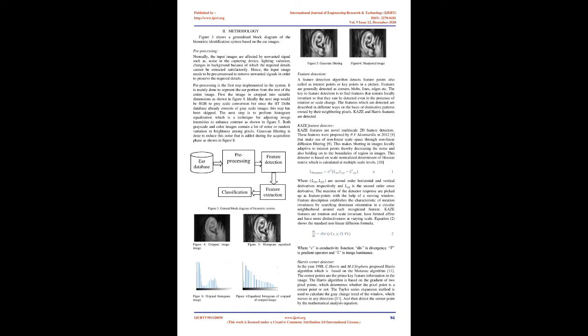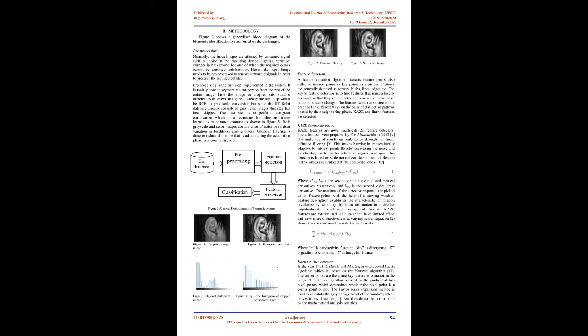The next step is to perform histogram equalization, which is a technique for adjusting image intensities to enhance contrast as shown in figure 5. Both grayscale and color images contain a lot of noise or random variation in brightness among pixels. Gaussian filtering is done to reduce this noise that is added during the acquisition phase as shown in figure 8.